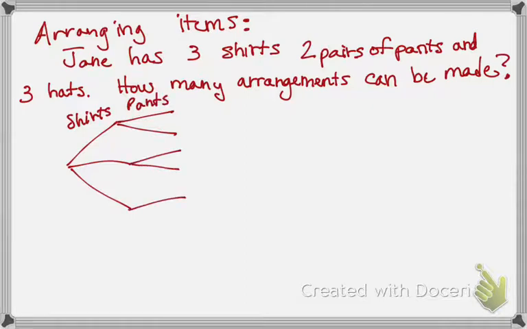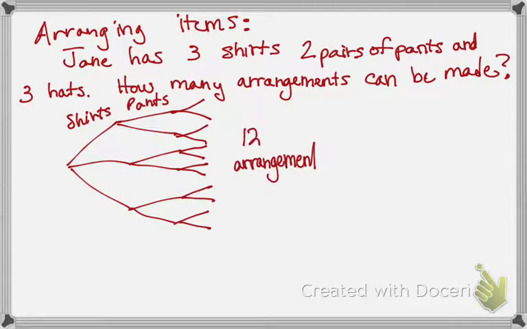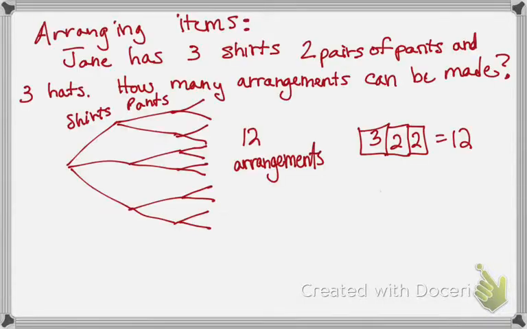We don't know what they are. But for pants, she's got 2 choices. And for hats, she's got 2 choices. So a total of 12 possible arrangements. And if we just do our event boxes, we'd say there's 3 possibilities for the first event, 2 for the second, 2 for the third, and so, let me go back, that's 12.